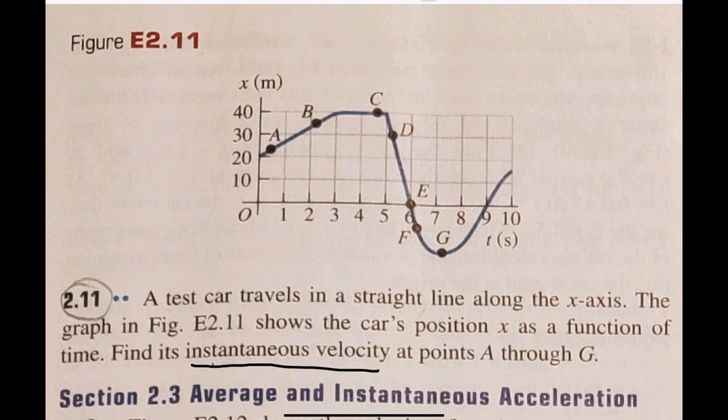The instantaneous velocity, like in general, velocity is calculated as the change in your position divided by the change in time. And if the change in time in here is fairly large, then what you're talking about is something that's called average velocity.